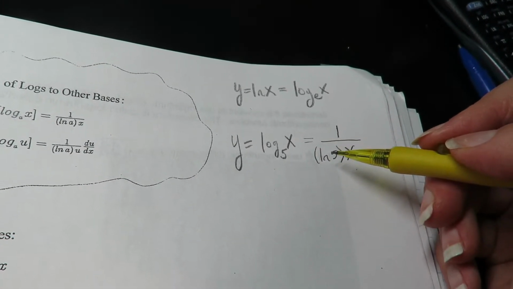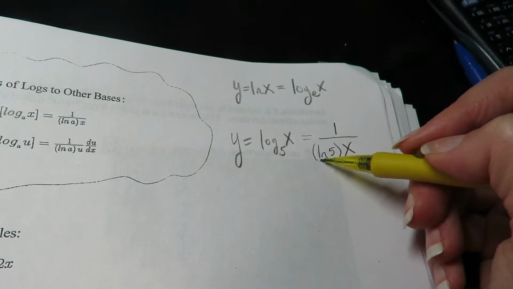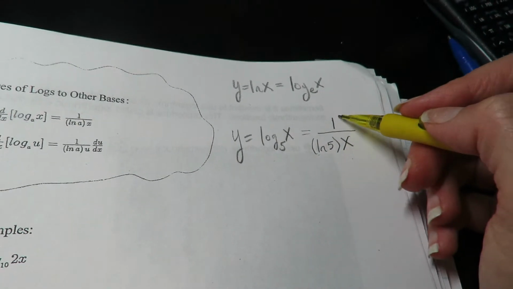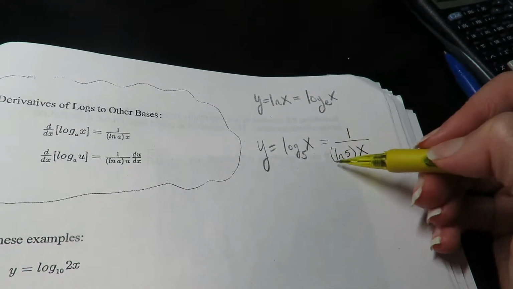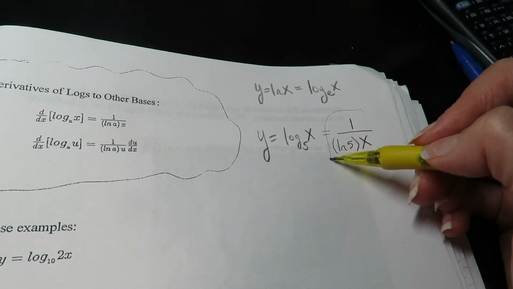And again, you notice this didn't show up with the ln case, because if you do ln of e, this goes to 1 and it disappears. That's why it's only 1 over x. So when it's not base e, it has this extra ln of the base here.